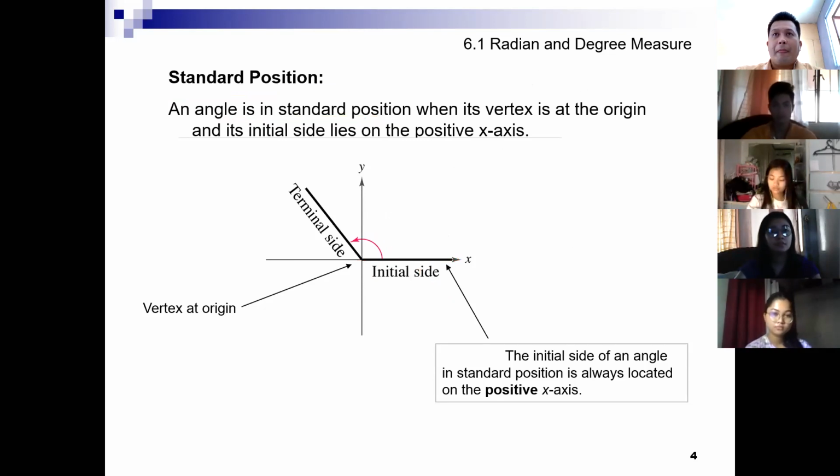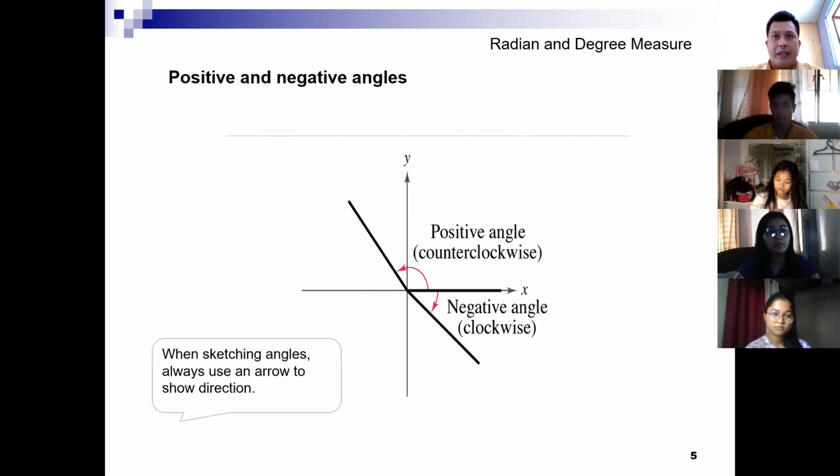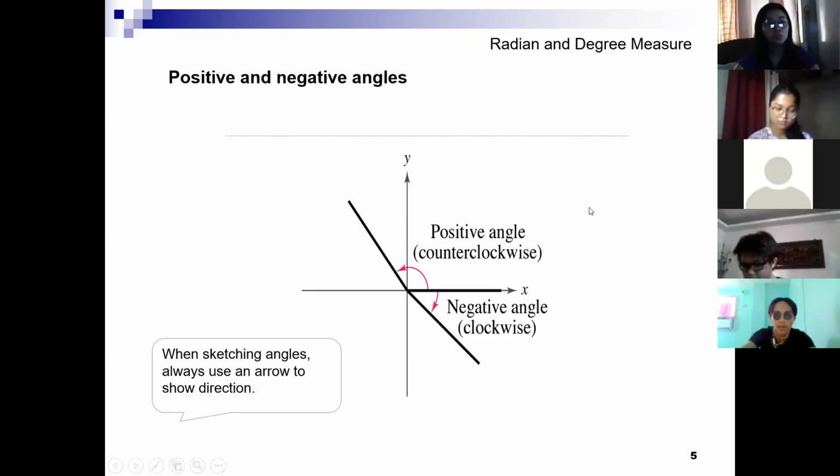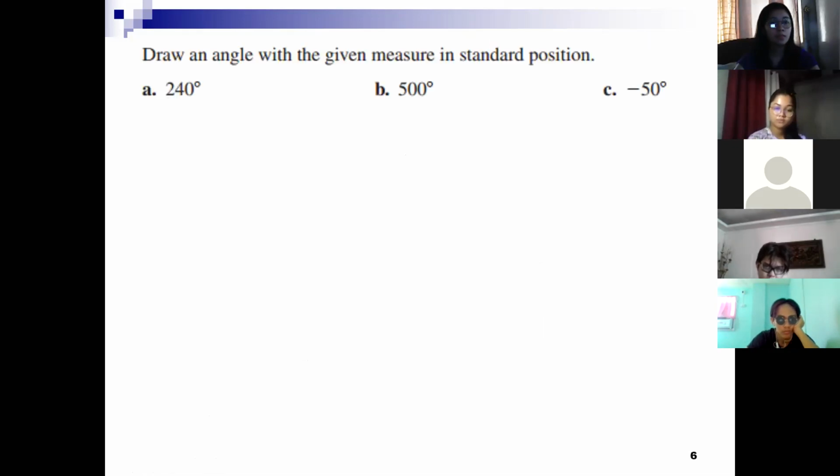So let me proceed. There is an illustration of angles which are negative and angles which are positive, depending on the direction of how you're going to draw the angle. If you draw the angle in a counterclockwise direction, the value of the angle is positive. If you draw the angle in a clockwise direction, the value of the angle is negative. Here are examples of angles drawn in standard position.